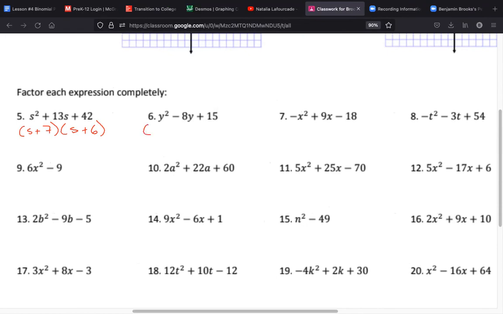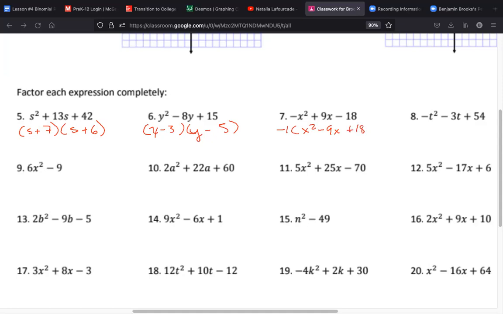All right. 2 numbers. Shh. 2 numbers multiply to give you 15, but add to give you negative 8, that'll be negative 3 and negative 5. For these right here, you can actually factor out a negative 1 first. Just makes things easier if you do it that way.